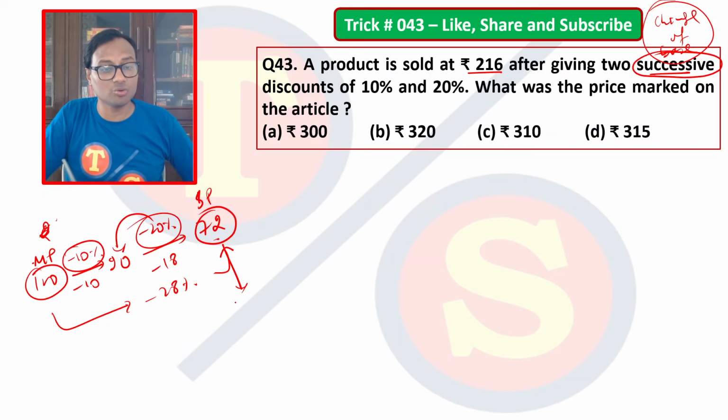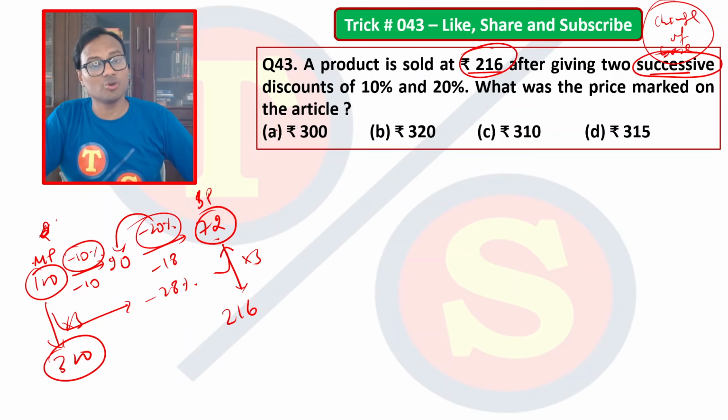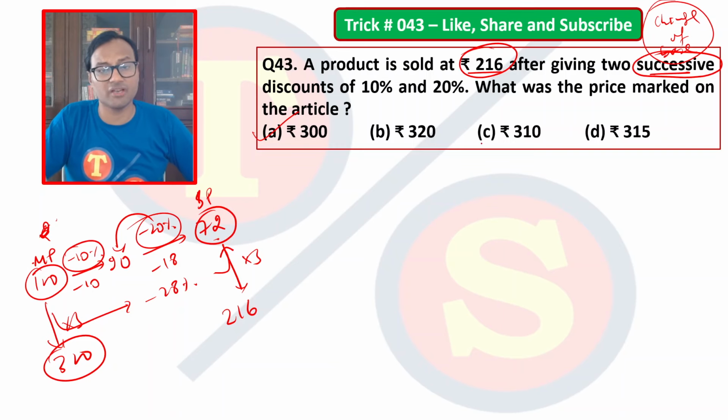Now this 72, the corresponding value is given to us in the question. 72 is corresponding to 216. That is 3 times of it. So definitely the mark price should also be 3 times of it. So the answer must be 300. So you can do it in this way. You can go with the answer options also. Take one answer option at a time, or perform all the calculations and see if the final value comes out to be 216 or not.